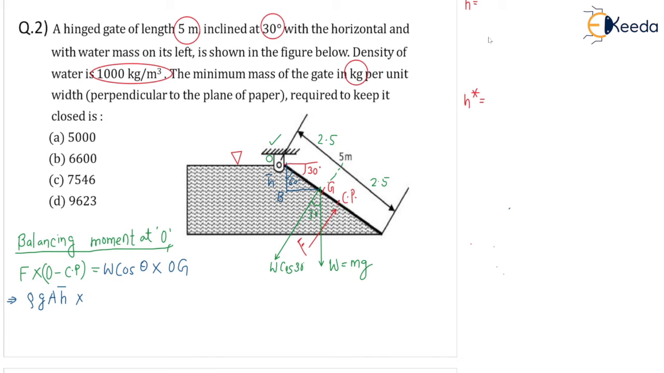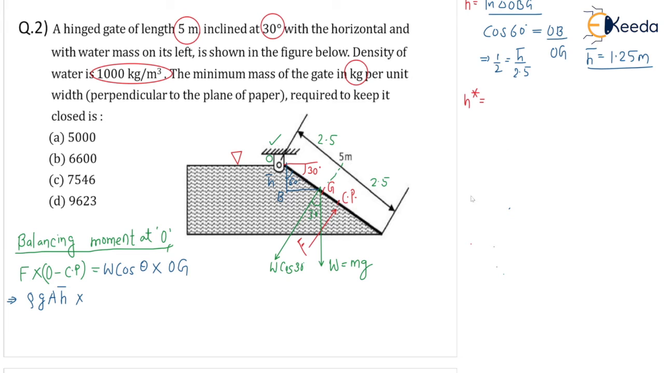So in triangle OBG, cos 60 equals B by H. What is B? B is your OB, and the hypotenuse here is your OG. So cos 60 value is 1 by 2. OB is your H bar and OG is your 2.5. So H bar comes to be 2.5 by 2, that is 1.25 meter. This is the H bar. We'll substitute later.